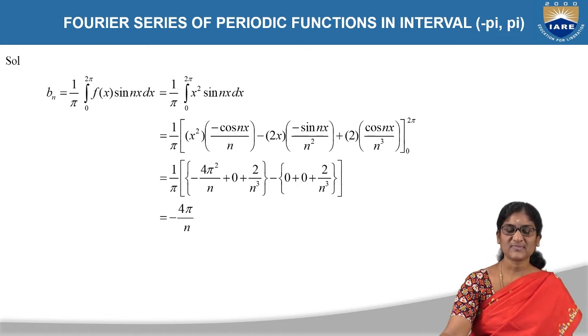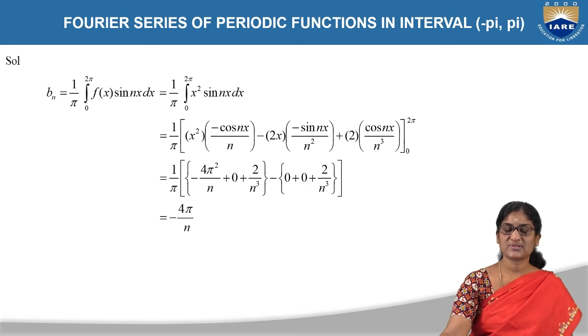That is nothing but 1 by pi integral 0 to 2 pi x square sine nx dx. Again, you follow the same formula, that is integral of f into g, f into g1 minus f dash into g2 plus f double dash into g3, and so on. So it comes out to be 1 by pi [x square into minus cos nx by n minus 2x into minus sine nx by n square plus 2 into cos nx by n cube] from 0 to 2 pi.